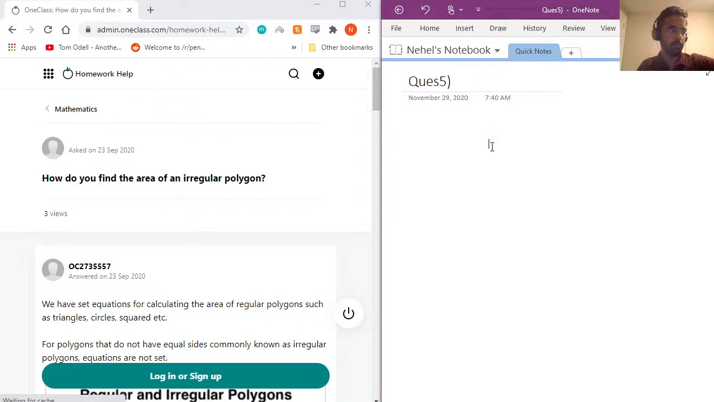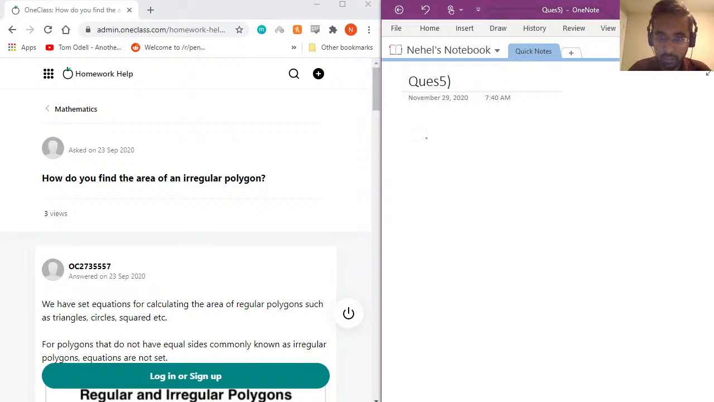Okay, so question 5, how do you find the area of an irregular polygon? Okay, so a polygon is essentially a shape which we can form by combining any number of, let's say, straight lines. You need a minimum of 3 lines because there's no shape you can form by combining just 2 lines, or at least no enclosed shape.